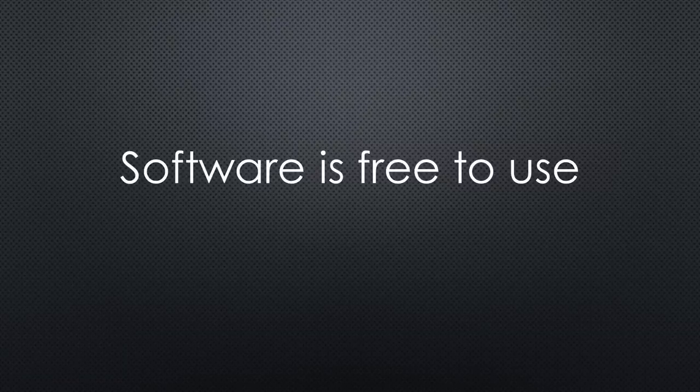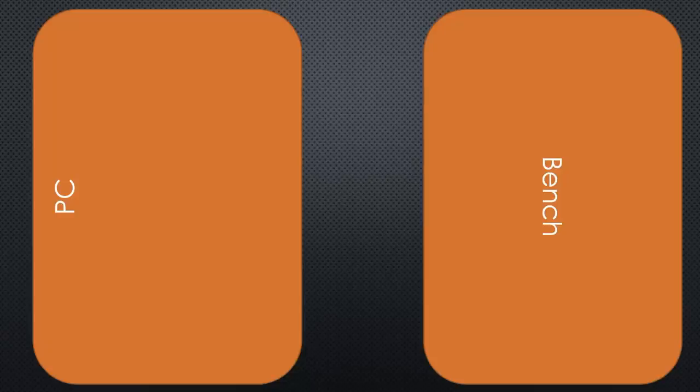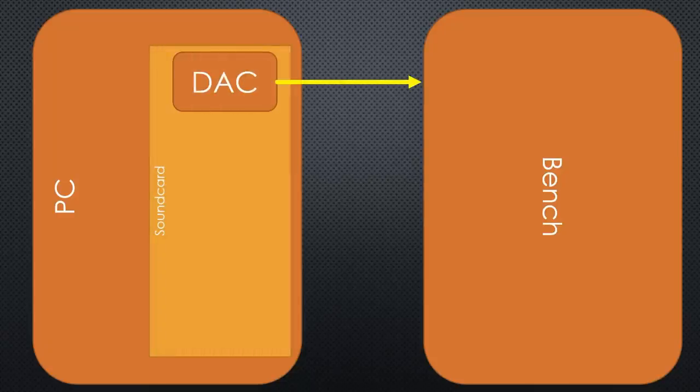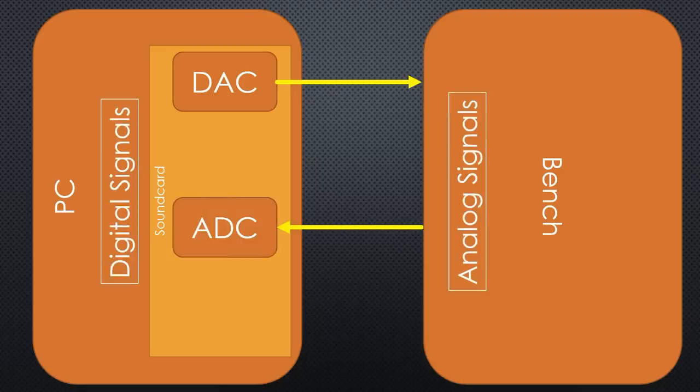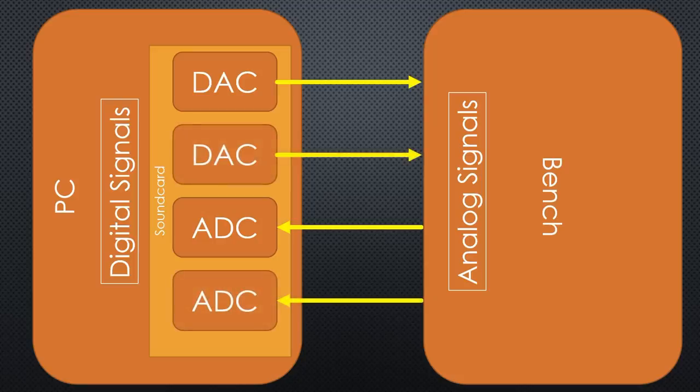So, our setup looks like that. We have a PC with a sound card. Sound cards consist of digital to analog converters to create analog signals from a digital source, as well as analog to digital converters to create digital signals from analog voltages. And because we want to have at least stereo signals, they usually have two of them.